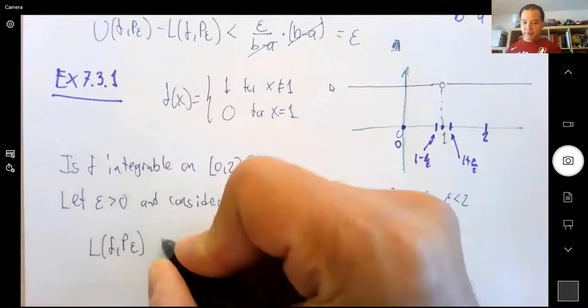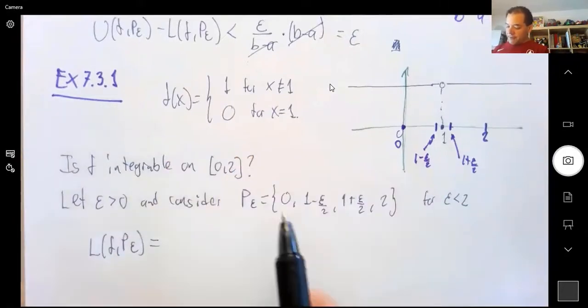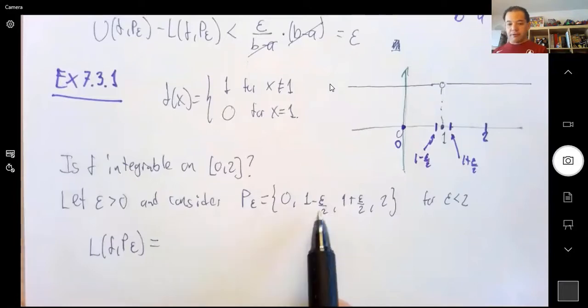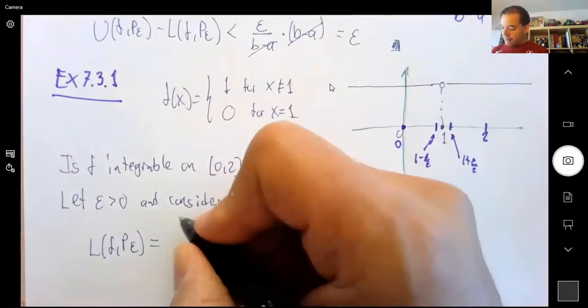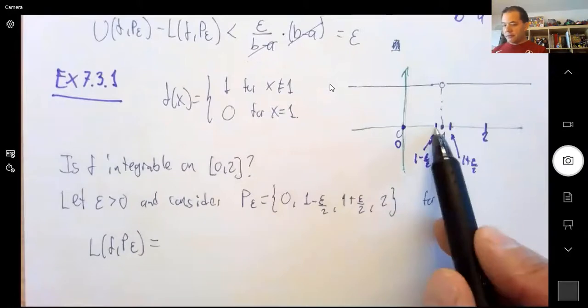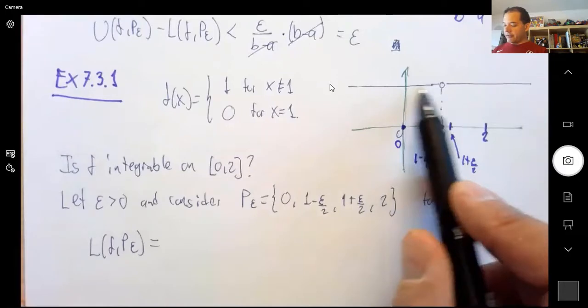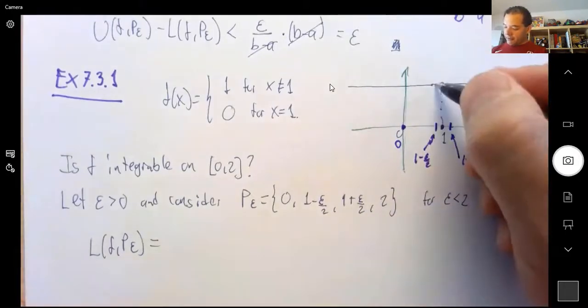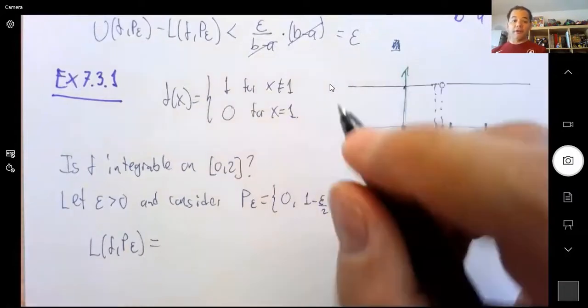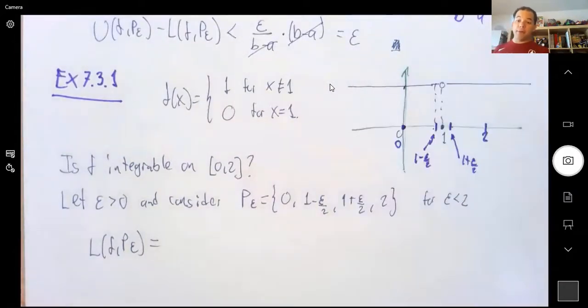What is the lower sum? The lower sum would be, let's see, the infimum of the function between 0 and 1 minus epsilon over 2, right? So how do I write this? What is the infimum of the function from here to here? Well, from here to here, the function is constant. It's always equal to 1. So between 0 and 1 minus epsilon over 2, the function is 1 all the time. So the infimum and the supremum, both of them are 1.